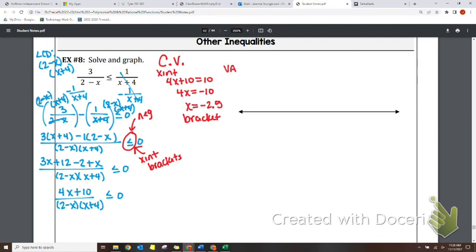My vertical asymptote is where the denominator is equal to 0. Well, I have two factors there, so I have two vertical asymptotes. So I'm going to set them each equal to 0. So 2 minus x equals 0, x plus 4 equals 0. I get 2 equals x, and x equals negative 4. And we said that vertical asymptotes always have parentheses.